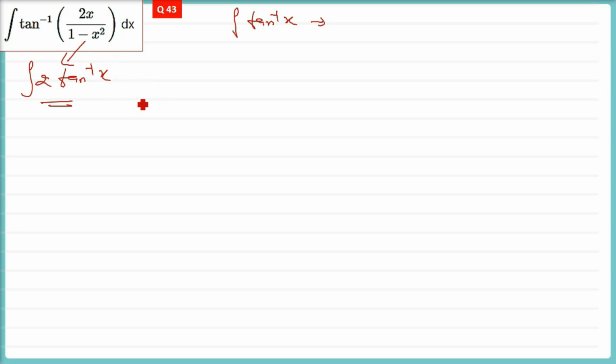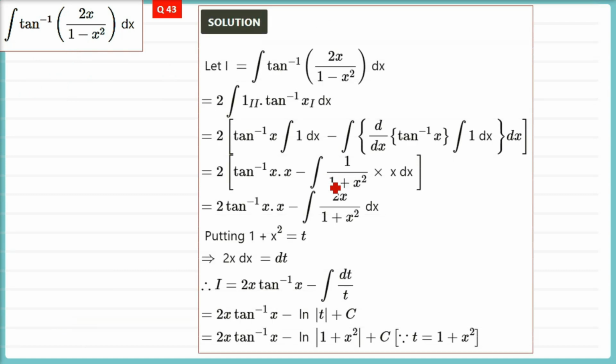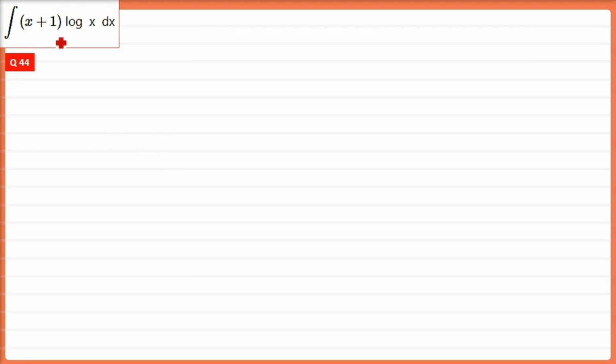So I hope that you will not waste your time. And without wasting your time, let me show you the reference which you can just follow. This question has already been done, and this is the proper reference for this question if you know that it's just 2 tan inverse x. Now, (x plus 1) into log x.